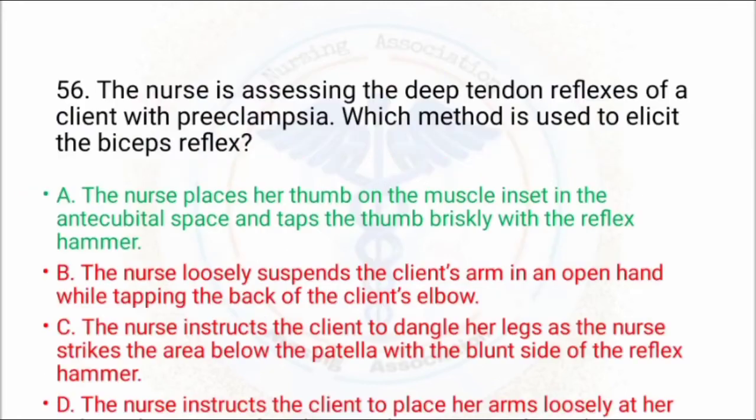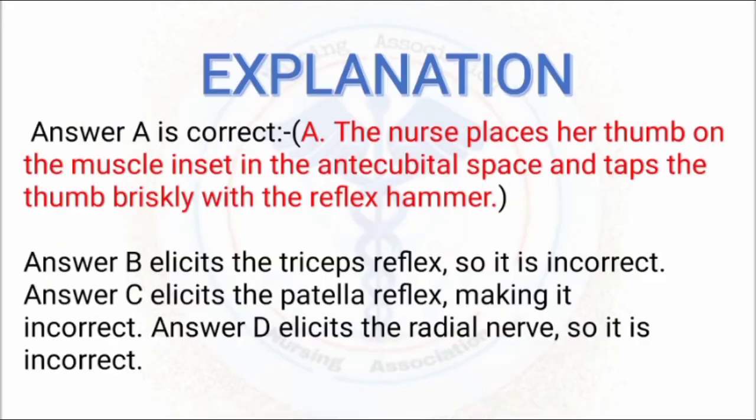So first of all, what is preeclampsia? Preeclampsia is a pregnancy complication which has high blood pressure. So for a client having preeclampsia, with the nurse assessing the deep tendon reflexes, the thumb on the muscle insertion in the antecubital space, tapped briskly with the reflex hammer, is correct. Compared to option A, options B, C and D are incorrect because they are not related to the biceps tendon. So the correct option is option A.